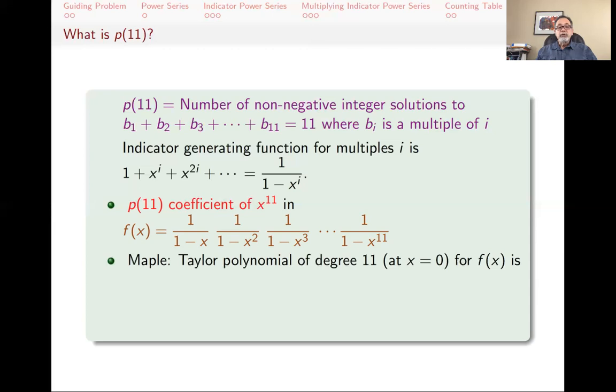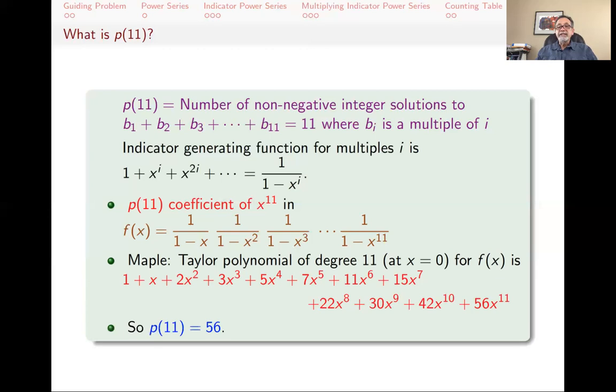So in Maple, I used the Taylor command and I found the Taylor polynomial of degree 11 for f of x, and it's this thing. And so that 56 is P of 11. 56, which is the coefficient of x to the 11, is the number of partitions of 11.